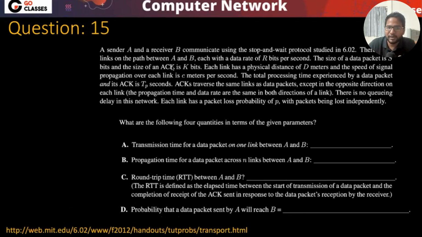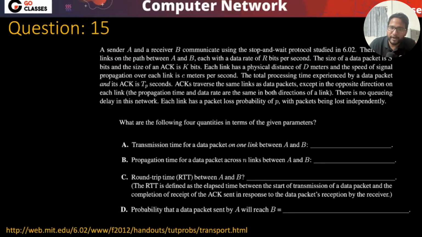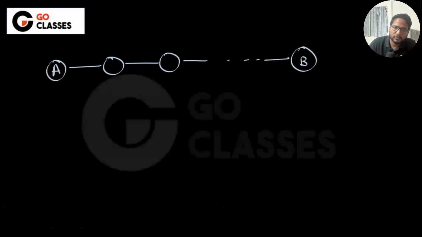So they are saying there are n links on the path, each with the data rate r bits per second. So n links in the path, not the hops. So n links, one link, two links, up to B. Now each of the links has some bandwidth of r bits per second. So the bandwidth given for each link is r bits per second.